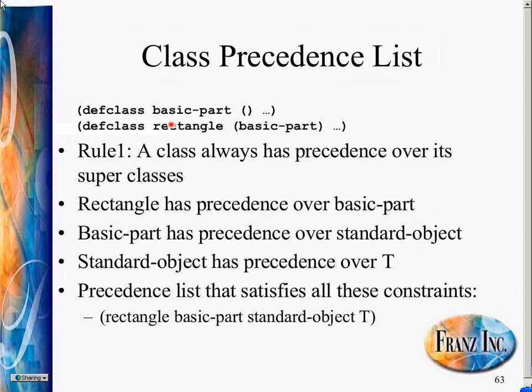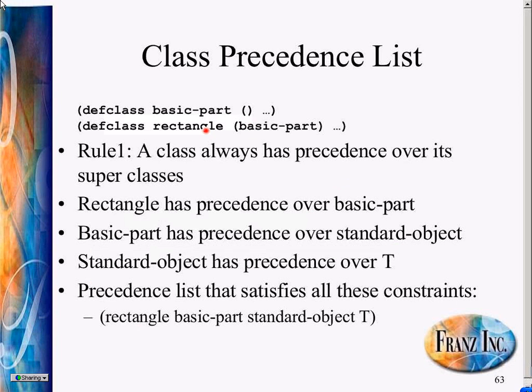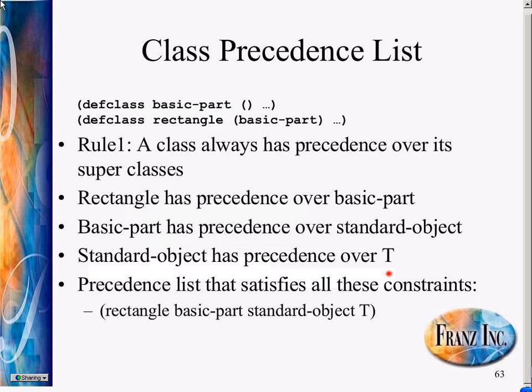So here, we've got defclass basic part, and it has no listed superclasses, so its superclass is standard object. We've got defclass rectangle, whose superclass is basic part. A class always has precedence over its superclass. So if there's a method on rectangle and a method on basic part, the method on rectangle will be the primary method that will run. Rectangle has precedence over basic part. Basic part has precedence over standard object. Standard object didn't appear there, but when you're defining classes, standard object is always a superclass if none other is listed. Standard object has precedence over T.